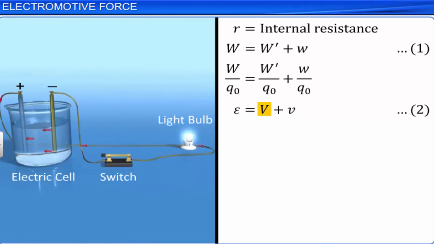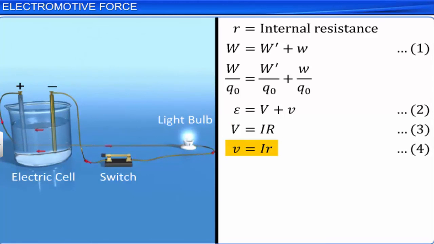The potential drop across the resistance is equal to the work done in carrying a unit positive charge through the external circuit. It is also called the terminal voltage of the cell. Thus, the terminal voltage of a cell is defined as the potential difference across its terminals when it is in a closed circuit. According to Ohm's law, V is equal to I into R, and v is equal to I into r. Let these be equations 3 and 4 respectively.